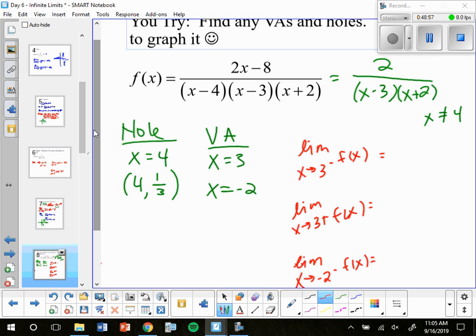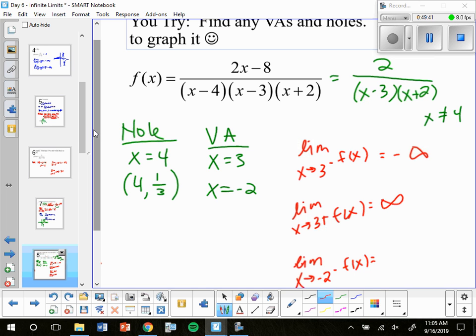Should I substitute values into my simplified function or my original? It doesn't matter, but simplified is going to be easier. So what's the number a little smaller than 3? 2.9. 2.9 minus 3, positive or negative? 2.9 plus 2, positive or negative? Negative, positive, what's the bottom? Negative and practically 0, because it's getting closer to being 3 minus 3. So bottom's negative, top's positive, that's going to negative infinity. We're good with that? It's a lot of work, but it's not hard. 3.1, positive, positive, positive, that's going to positive infinity.